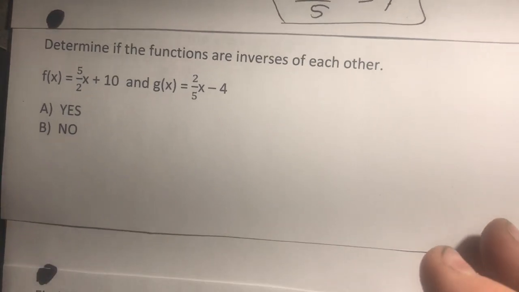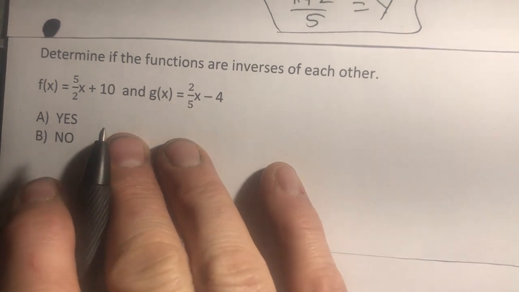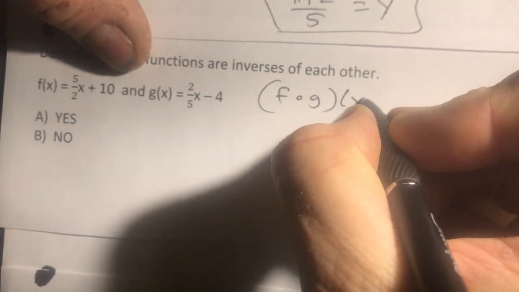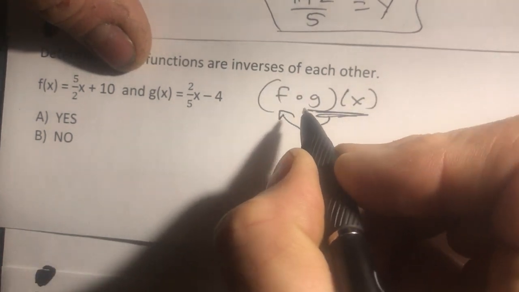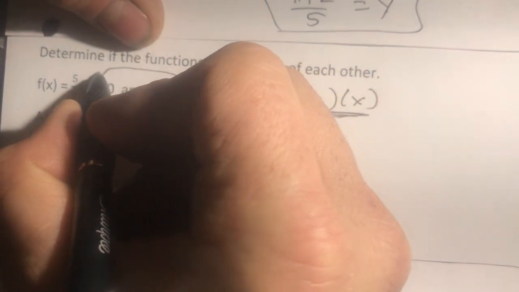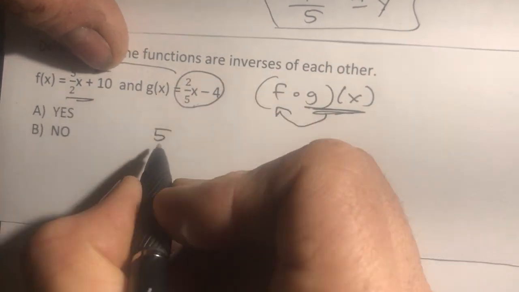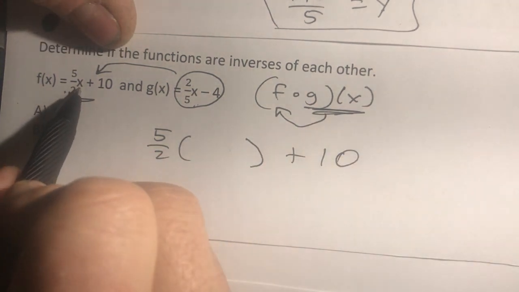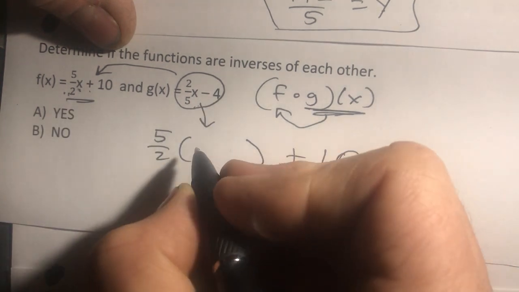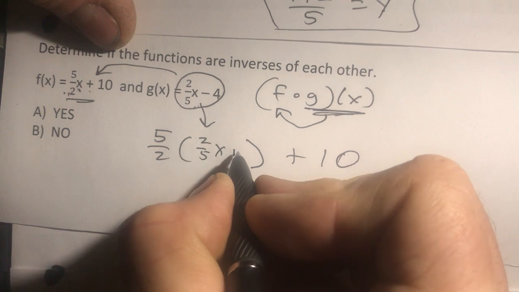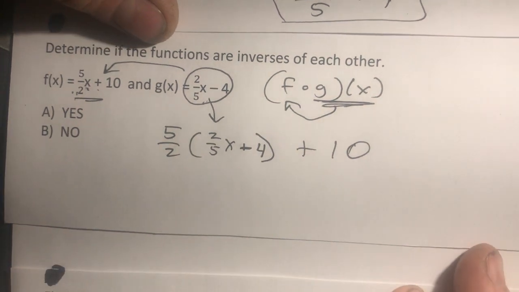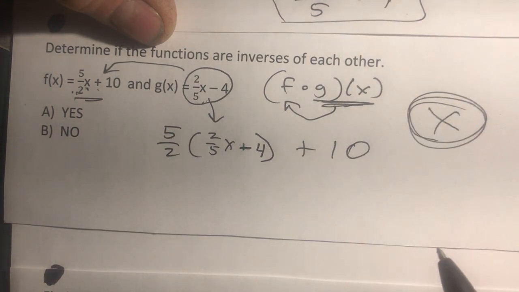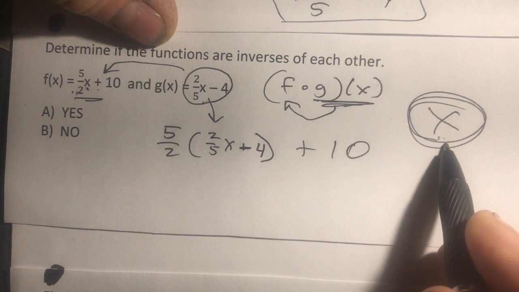On this one, determine if these are inverses of each other. What you have to do there is f of g of x, which means I'm going to put g of x in the f of x. So I'm going to take this right here, and put it in that one there. So it looks like this. Here's this one, 5 over 2 times x plus 10. I'm going to put that in place of the x. Now I should get x. I should just get x, and if it is, they're inverses. But if I don't get x, they're not inverses.